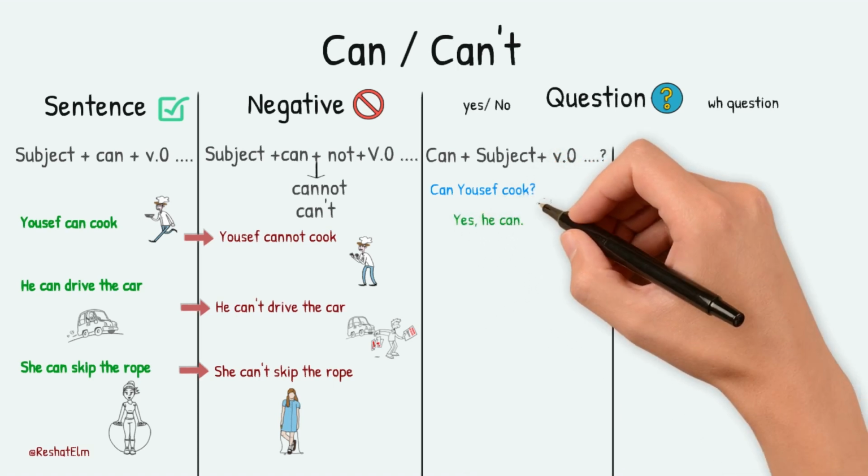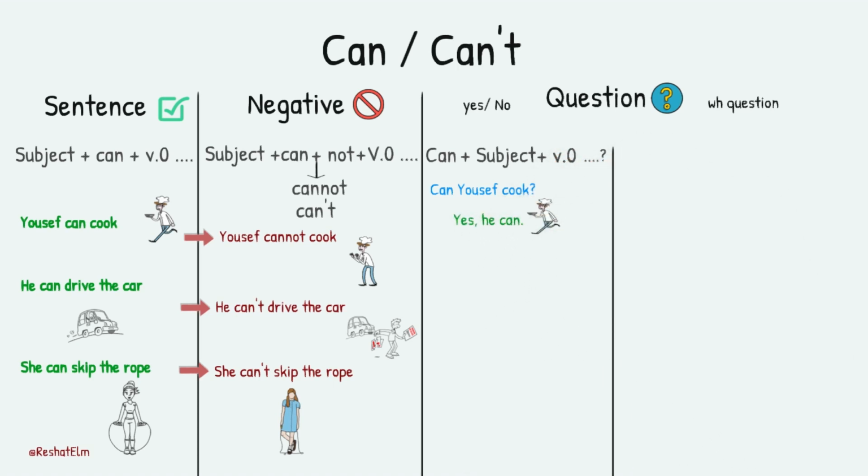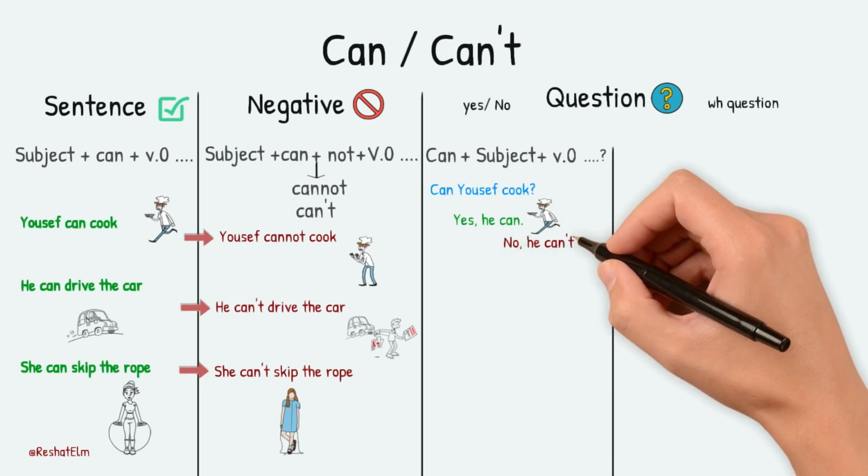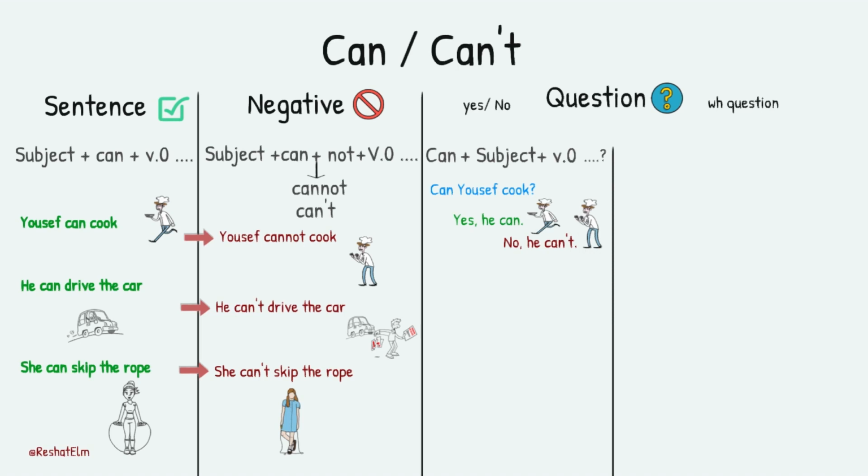Yes, he can. You can say, yes, Yusuf can, but it's better to say, yes, he can. It's better to change the noun to pronoun. Yes, comma, he can. No, comma, he can't. When you say no, we use the negative form of sentences. No, he can't. If you still find it difficult to answer with yes or no, you can go back and watch this video at the top explaining how to answer with yes or no in Arabic.